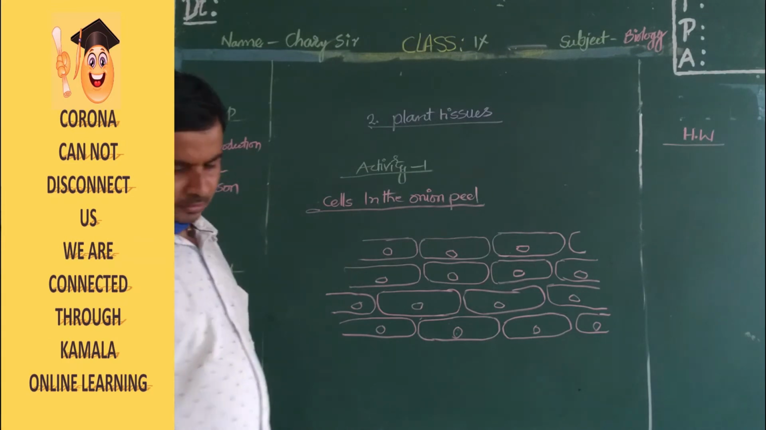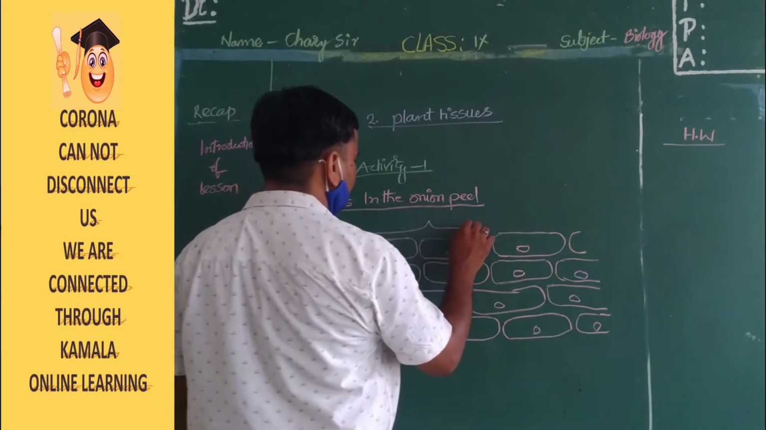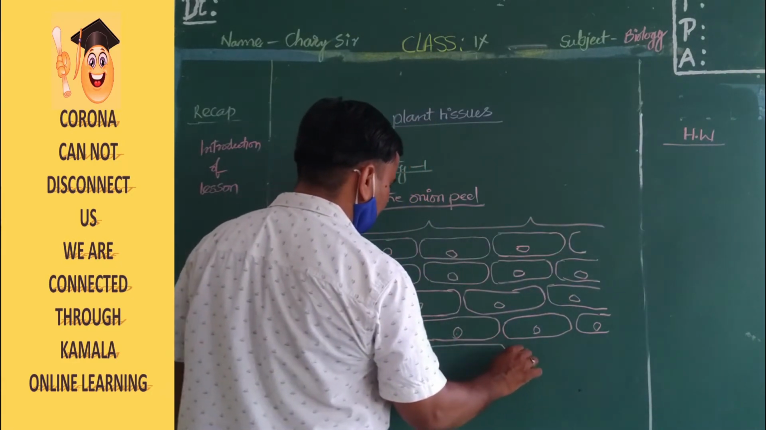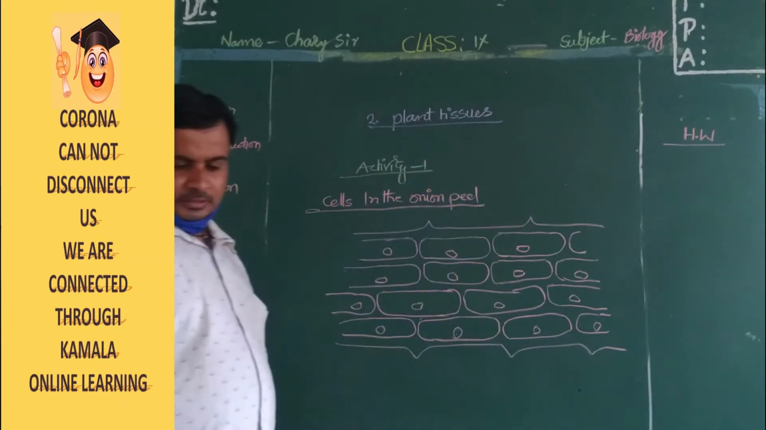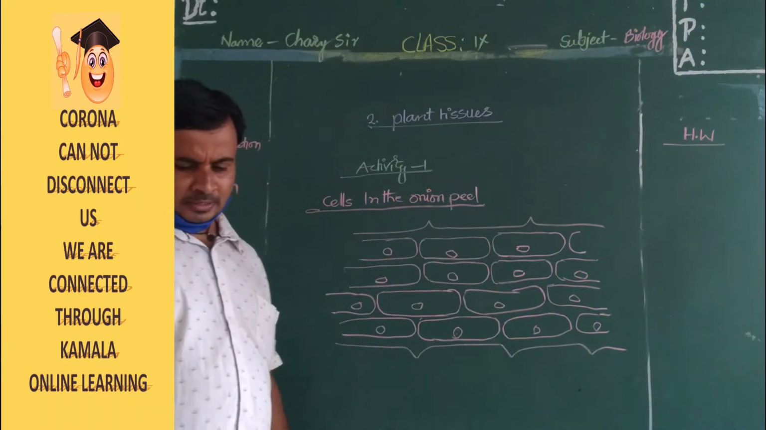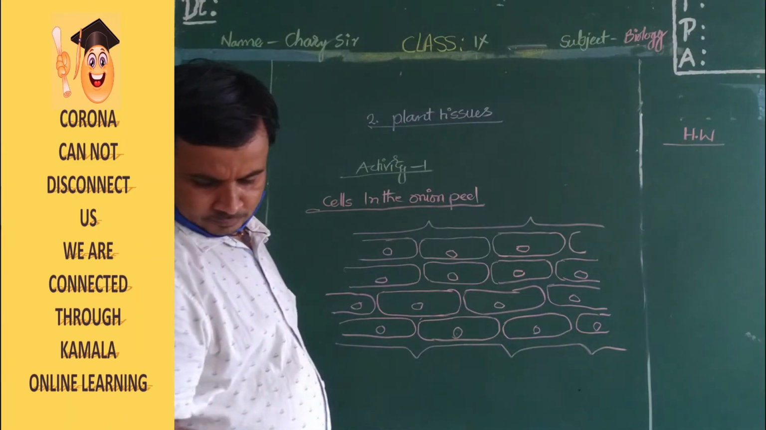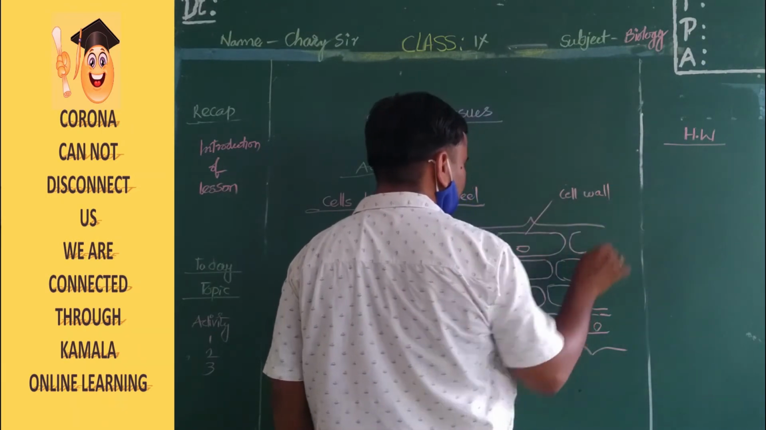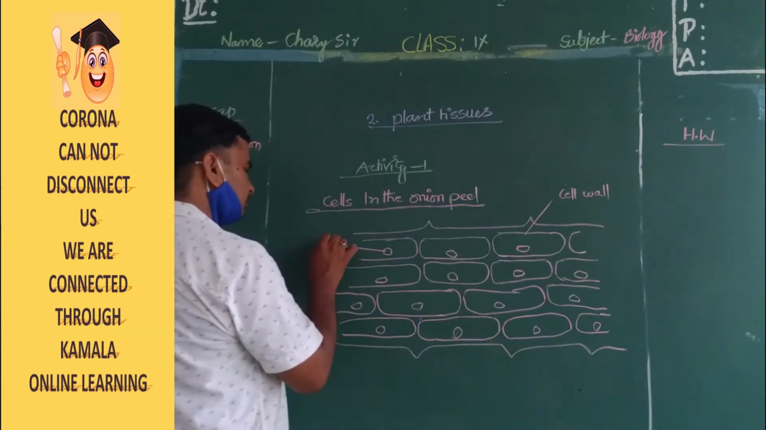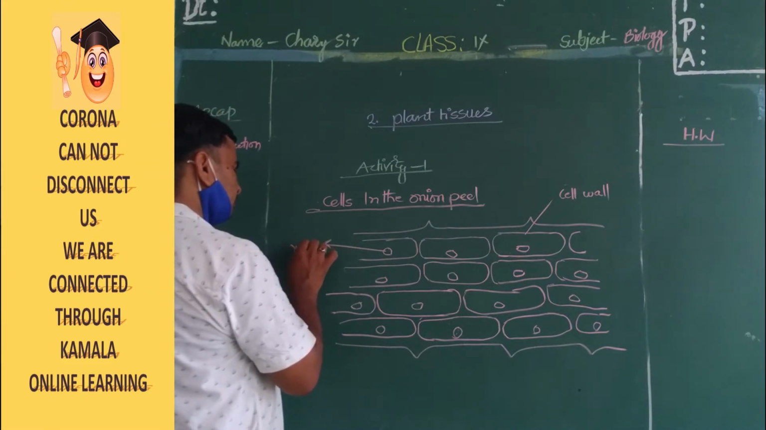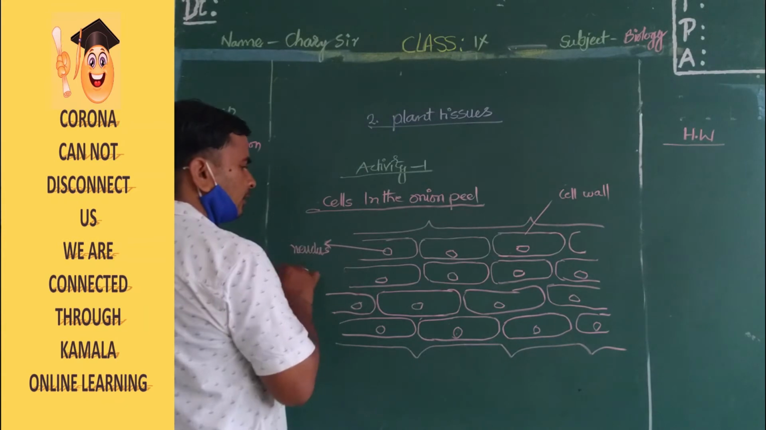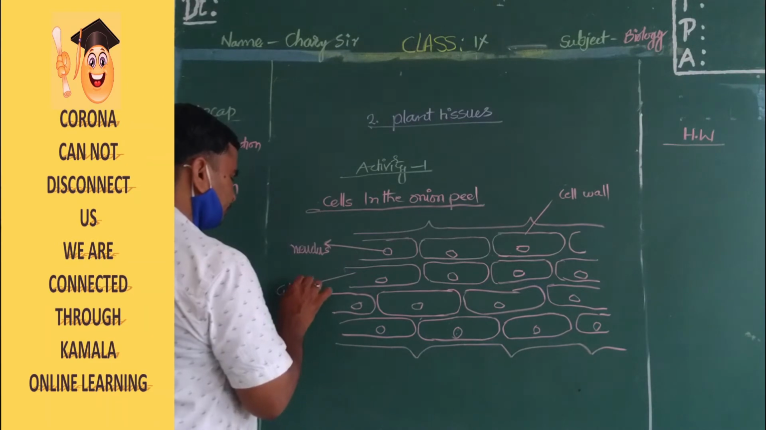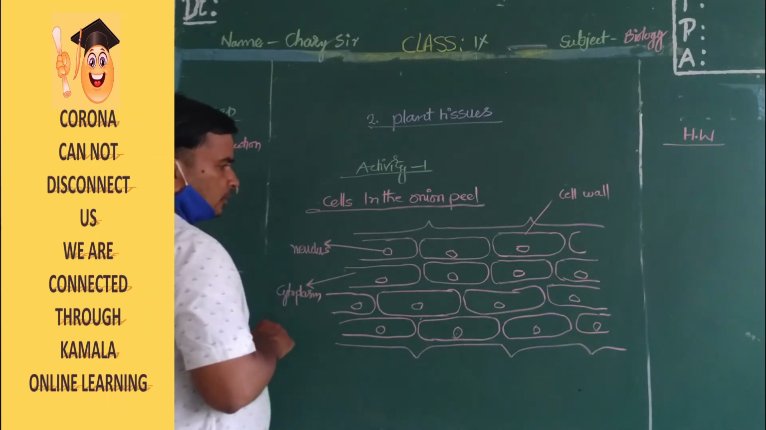When you observe the cells, you can see this. What is this actually? In figure number 1, the non-nuclear part, it is the cell wall. You already learned in the first lesson, this is the cell wall, this one is the nucleus, and this one is the cytoplasm.